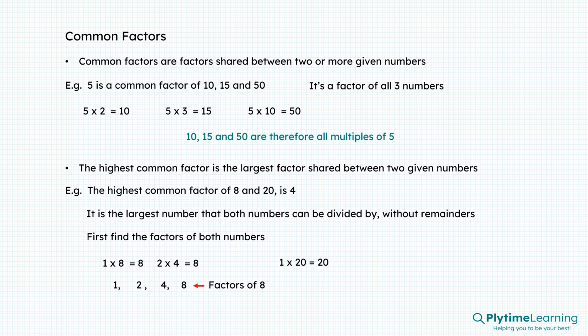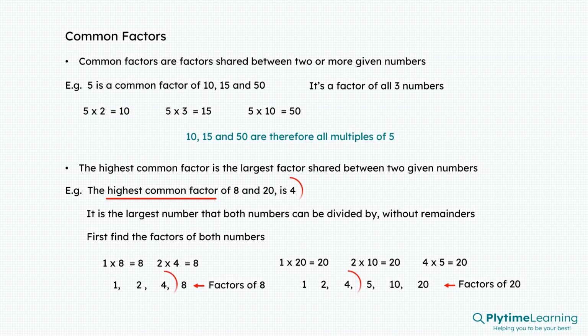What about 20? 1 times 20 is 20, the smallest and the largest factor. 2 times 10 is 20. 3 doesn't go into 20, so that's not a factor. 4 times 5 is 20. So the factors of 20 are 1, 2, 4, 5, 10 and 20. The highest common factor of both numbers is therefore 4.